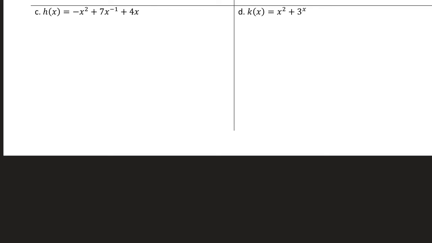Now, in part C, looking at the coefficients, we're good there, but our powers, or our exponents, right? When we look at this exponent, the exponents have to be whole numbers. And more specifically, the exponents should be positive. So this is not a polynomial.